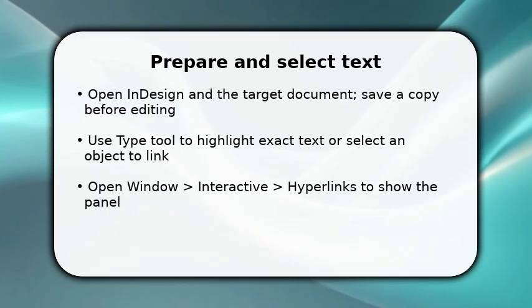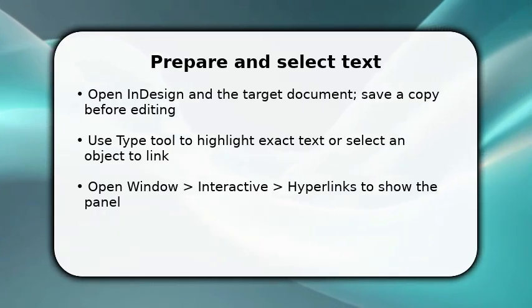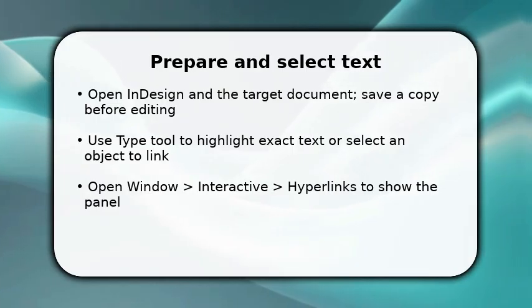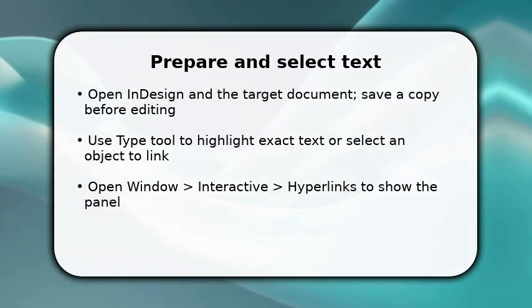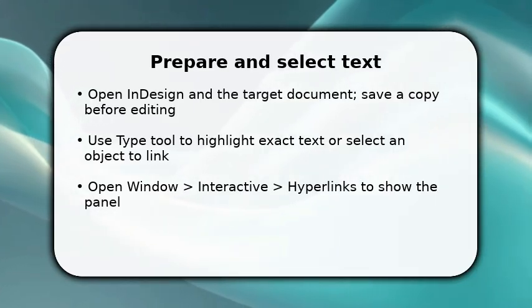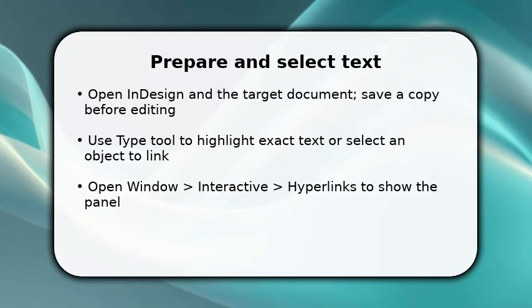You start by preparing the exact link target. With the Type tool, highlight the words or click the object you want to become clickable. Once selected, open Window Interactive Hyperlinks so the panel is visible. This is where you create and manage links.